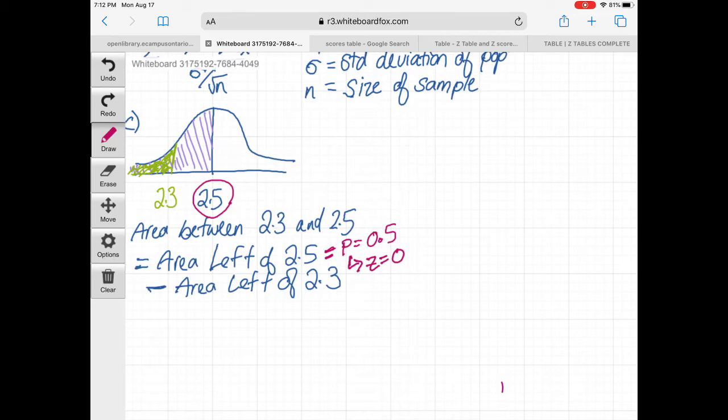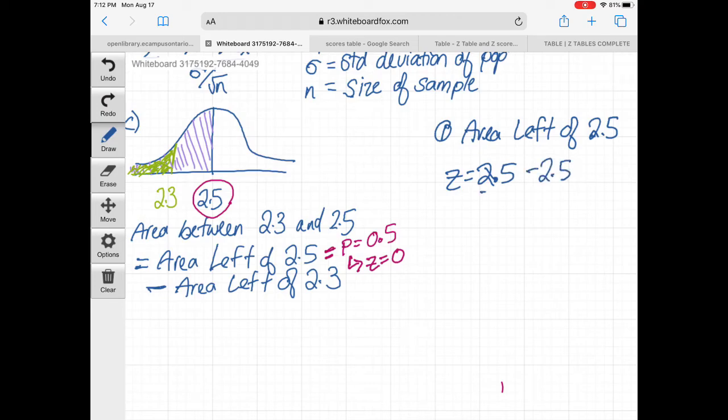I'll show the calculation in case you do this with numbers where one of your x values is not the mean of the sampling distribution. So what we're going to do is find the area left of 2.5. We find the z: it is 2.5, which is the x that we're given, minus 2.5, you see where the 0 is coming from now, over the standard deviation divided by the square root of n. This equals 0. So the probability there will of course be 0.5, but we already knew that.